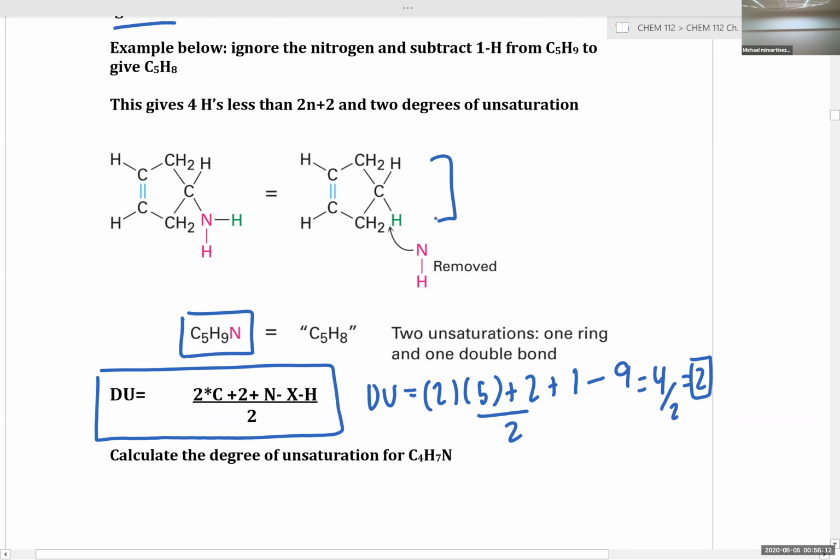Do we have a DU value of 2 in this structure? Do we have 1 alkene plus 1 ring? Do we have 2 functionalities for our DU equation? Yes. Okay, so for nitrogen, you simply add the number of nitrogens when calculating DU.